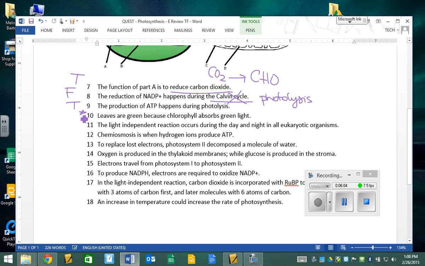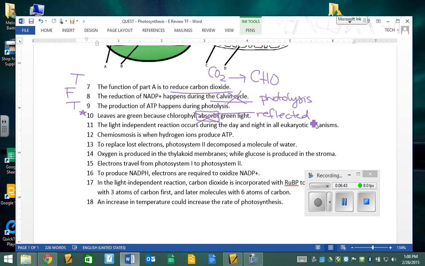Now number 10, a number of people asked me about the very last textbook question, the one that had dots and colors of light and a line, and that's what this is really getting at. My statement is, leaves are green because chlorophyll absorbs green light. And I'm going to highlight that word. It's the opposite. Whatever color of light a plant doesn't absorb, so whatever color of light is reflected, is the color that you actually see.